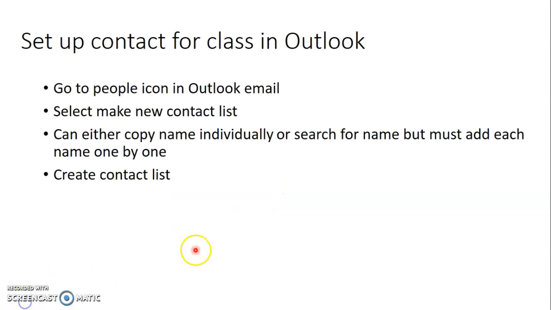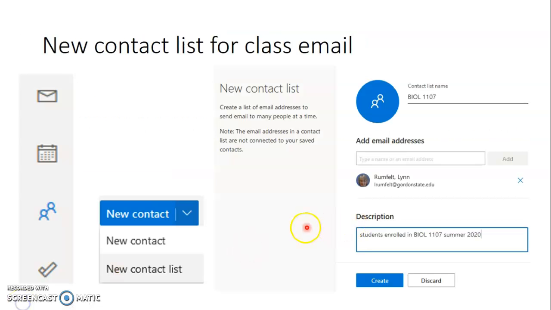I'm teaching you this. If you want to skip it, that's fine. But I'm teaching you this because we used to be able to make groups in Outlook, and now you have to make a new contact. You have to make a contact list, and then you name it, and then you add in all of the names individually. It's a little bit labor intensive, but once you're done, then you're good to go.